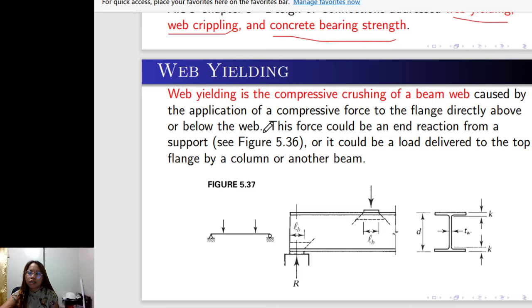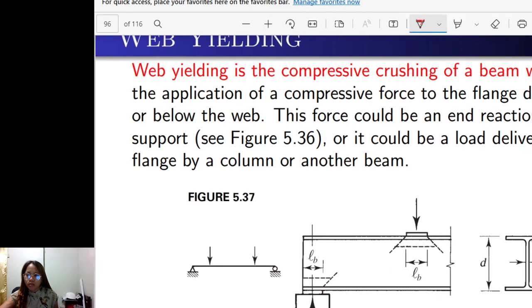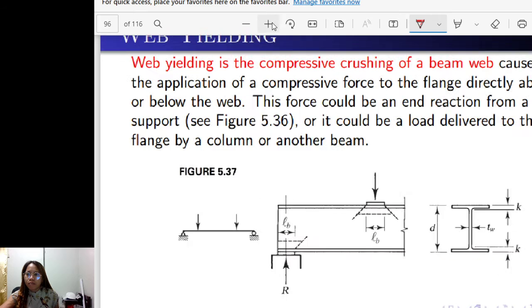If you remember, there is this distance k, from the outermost fiber of the flange to the fillet. That is the value of k. After that is the yielding of the web. This is where the yielding of the web occurs.